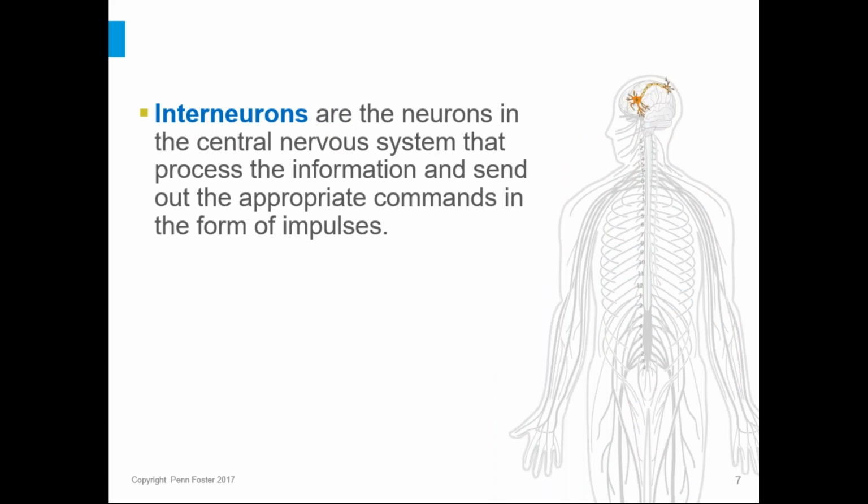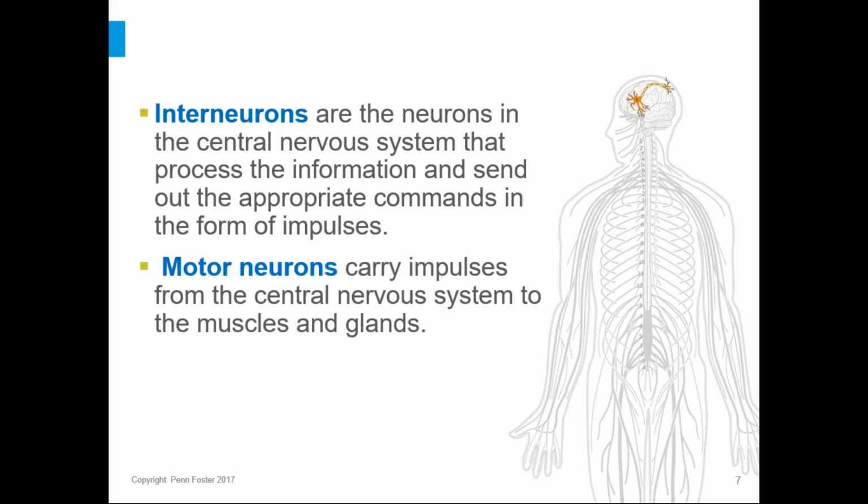Then we have interneurons. Interneurons are the neurons in the central nervous system that process the information and send out the appropriate commands in the form of impulses. And motor neurons carry impulses from the central nervous system to the muscles and glands.